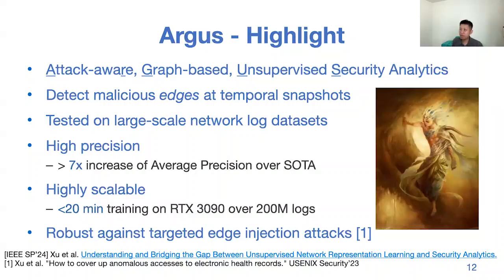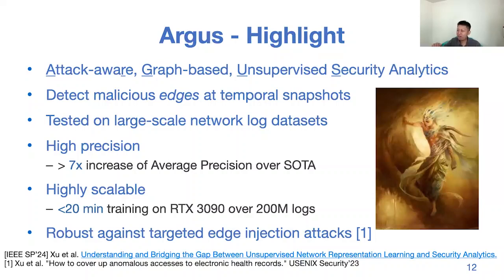And then we tested our system on large-scale network log datasets, and we are able to achieve high precision. For example, in one dataset we ran, which is called Lambda Cyber 1, we are able to achieve 7 times better average precision than the previous SOTA system. So you may find this interesting because how would it be possible? Like you have 7 times better average precision.